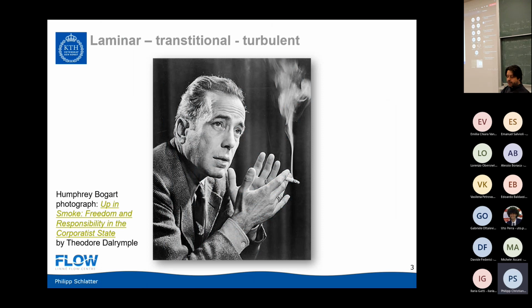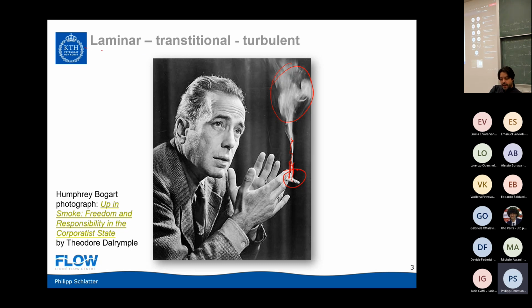Another nice picture for stability or transition is here. You see the smoke that comes first, very nice and straight. Then it starts to wiggle a little bit, and then of course at some point it's fully turbulent. So I guess this picture to some extent also explains what different stages we're actually looking at.